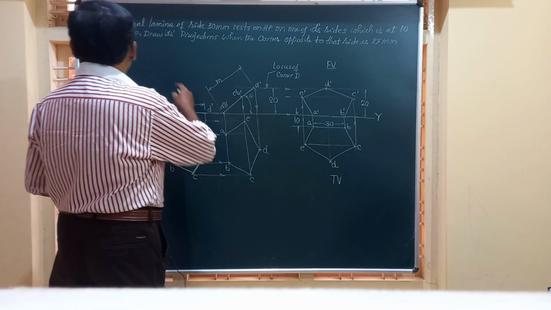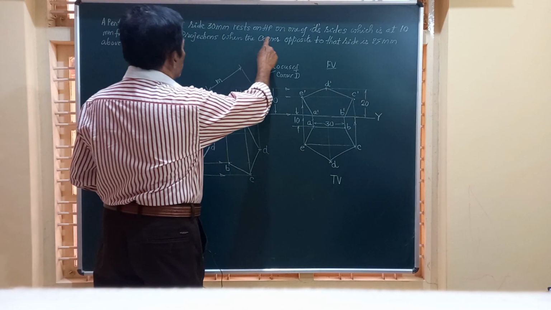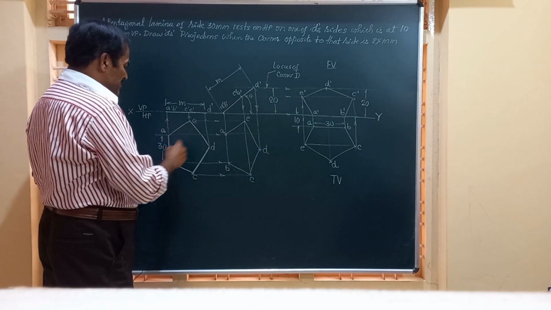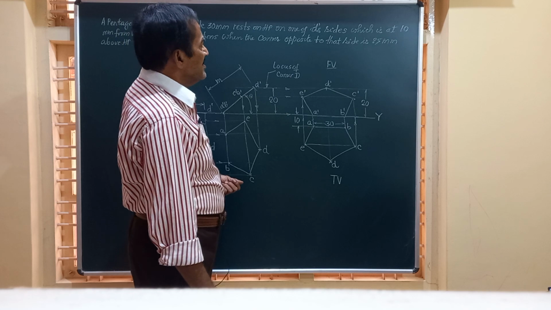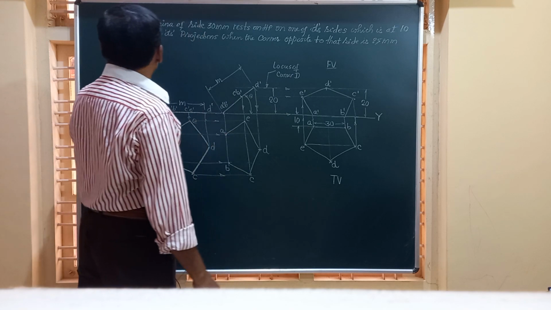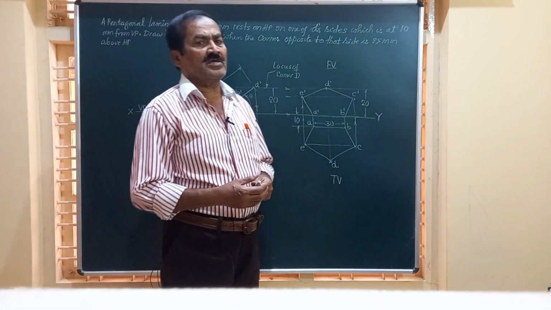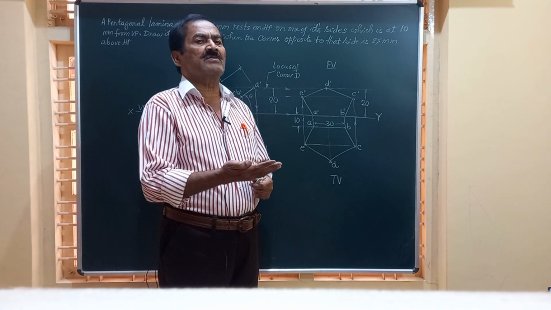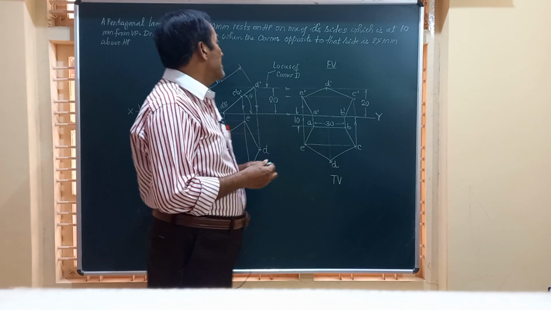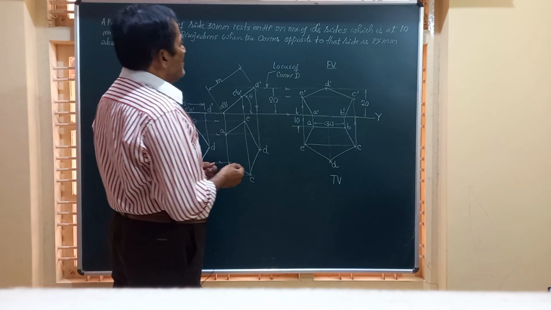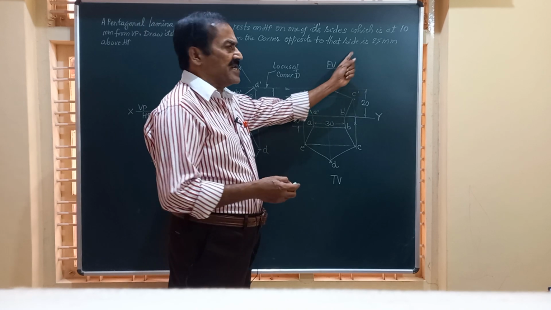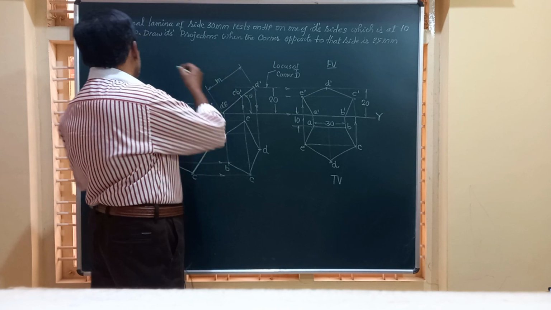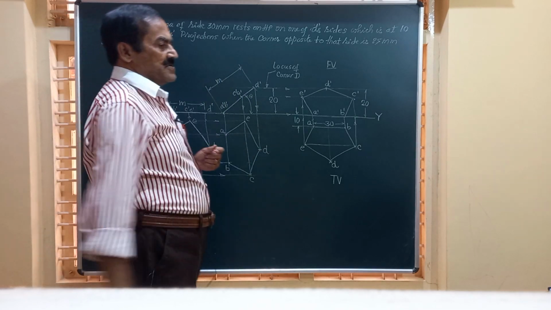The question reads like this. A pentagonal lamina of side 30 rests on HP on one of its sides. It has 5 sides, so it is resting on one of the sides, which is at a distance of 10 mm from the VP. The side which is on HP is at a distance of 10 mm from the VP, the board. Draw its projections when the corner opposite to that side on which it is resting is 25 mm above HP. And this is the question.